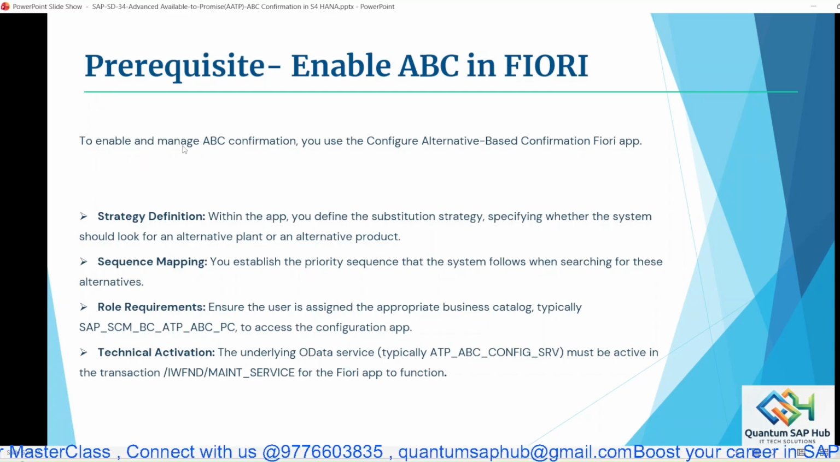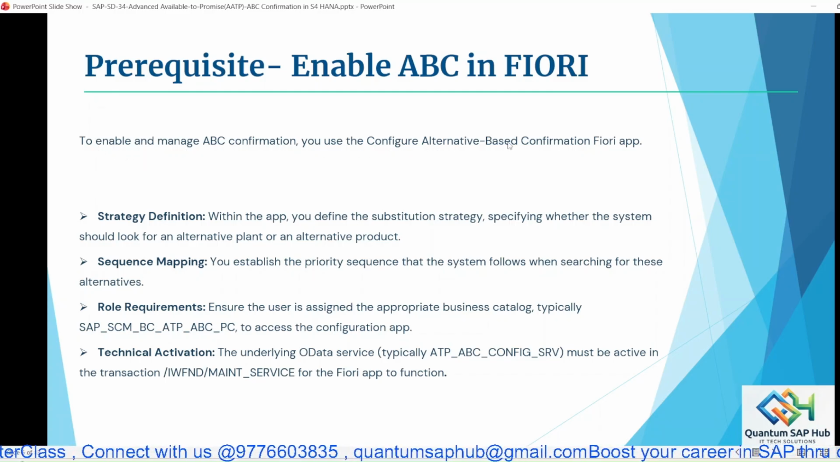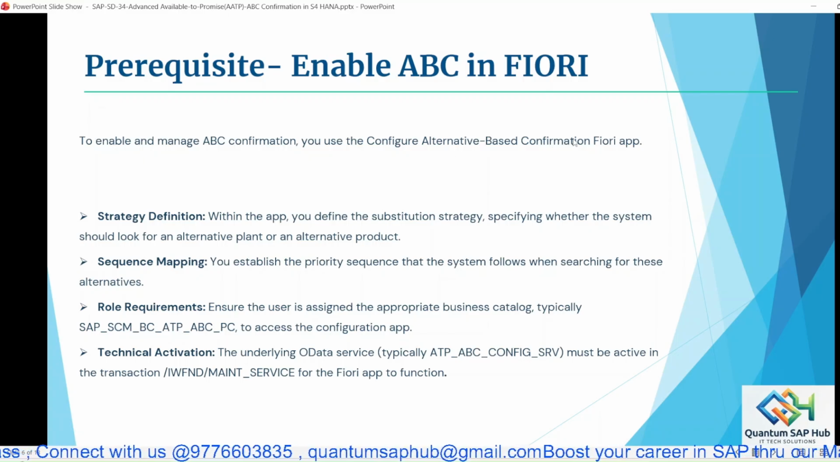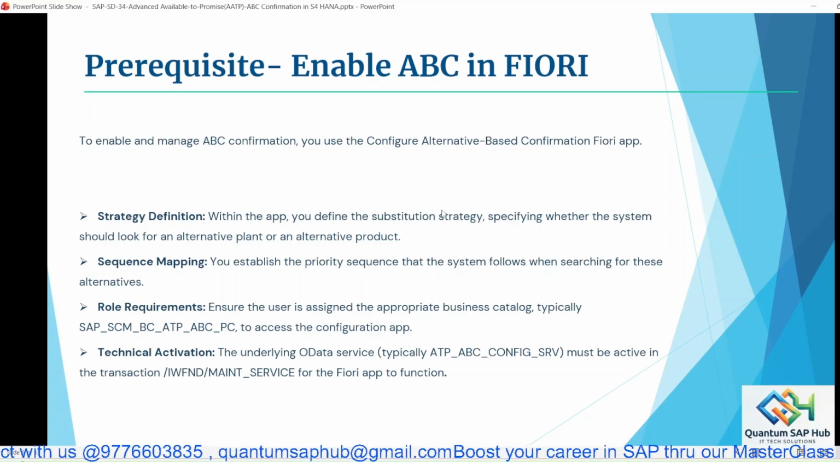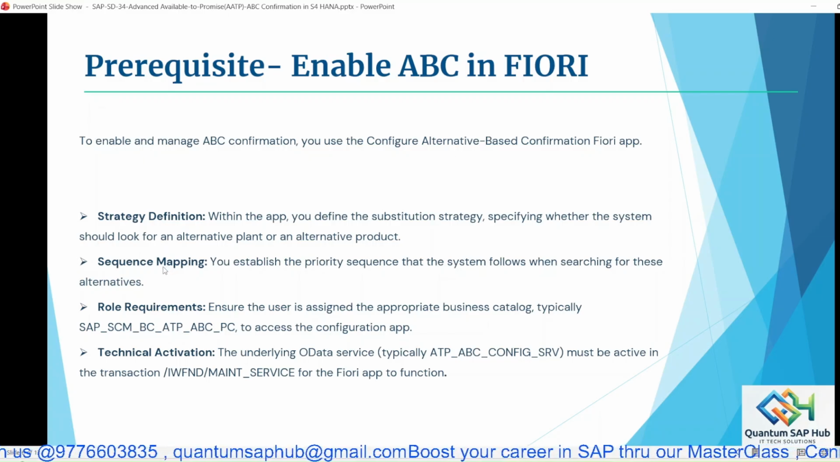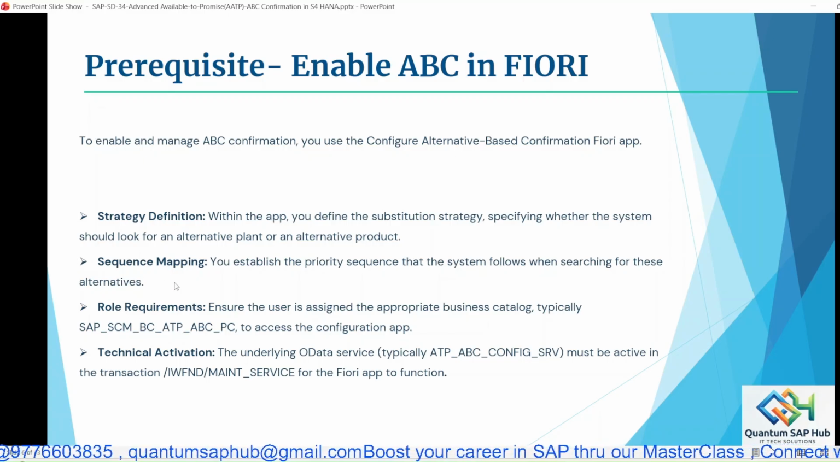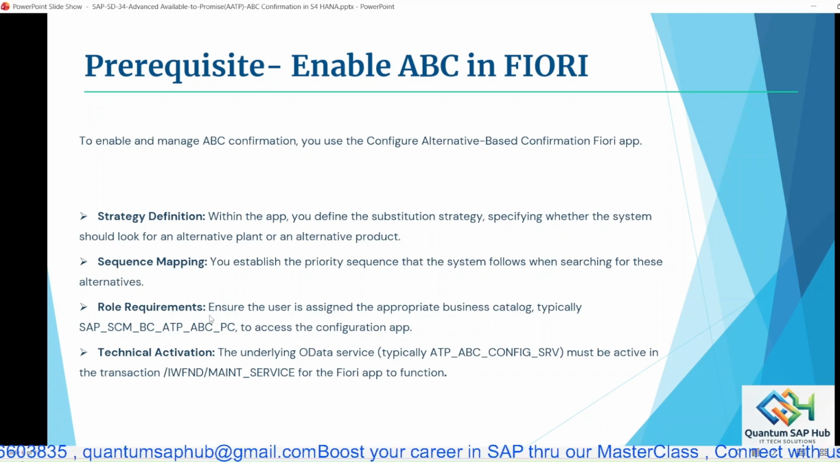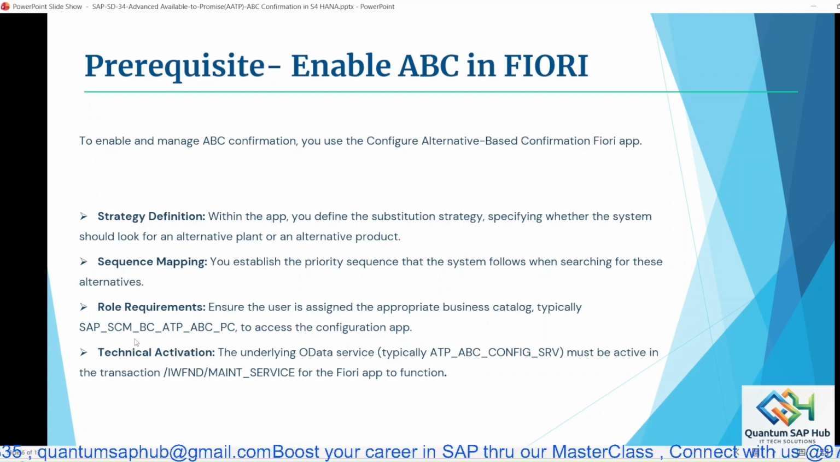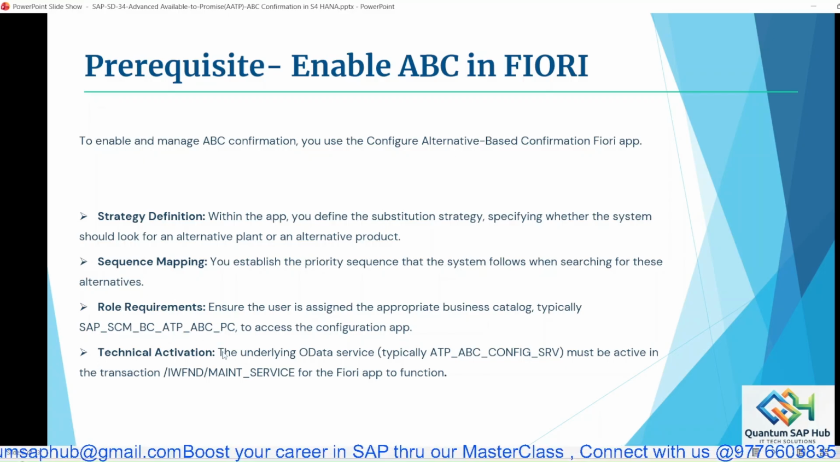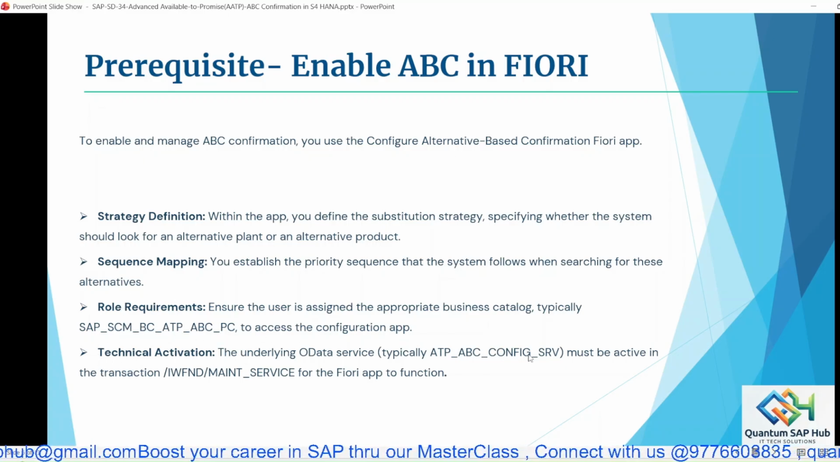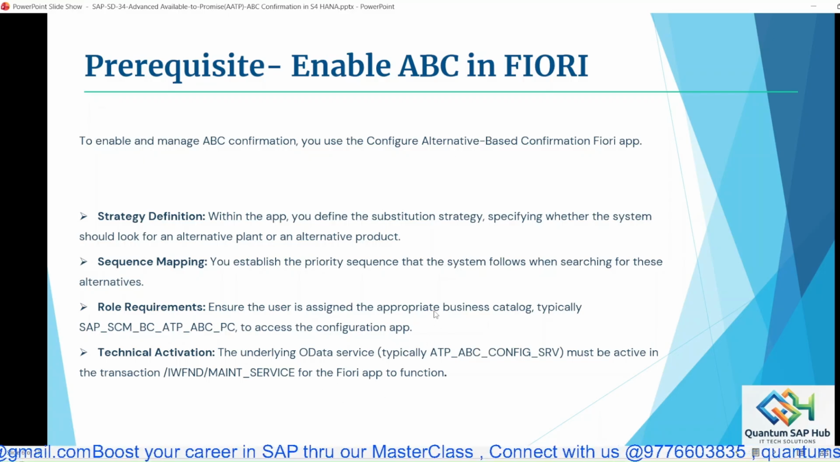To enable ABC confirmation, you should have the Configure Alternate Based Confirmation Fiori app. There you can define the substitution strategy and also sequence the mapping. You have certain role requirements so that you can access this app, which should be attached to your role. For technical activation, the data service should be active for the Fiori app.